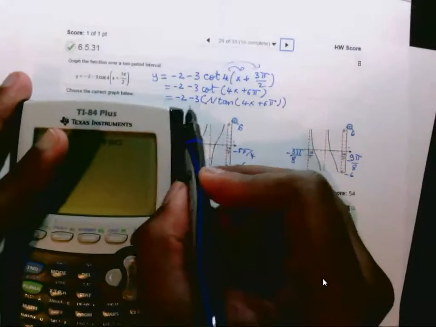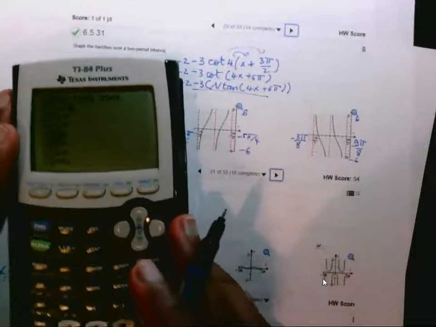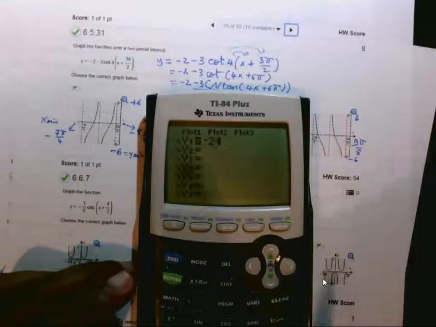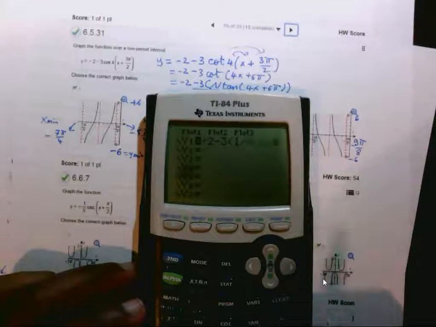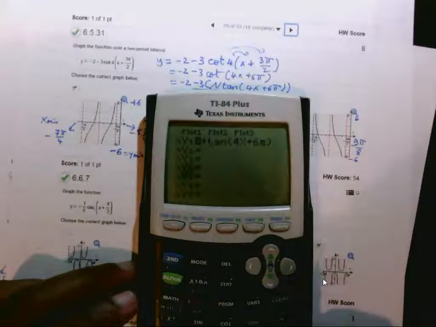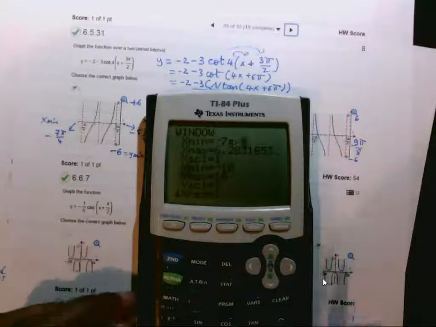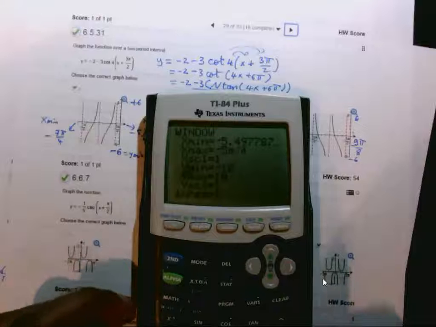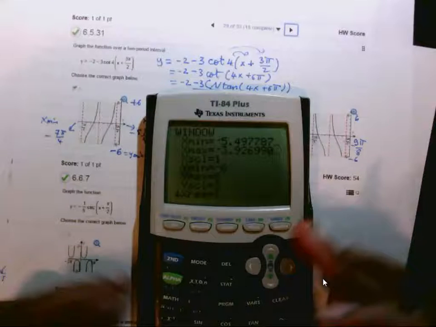So what I do, I have to write everything back in the calculator, just exactly as it's presented. So negative 2 minus 3, 1 divided by tangent, parentheses, 1 divided by tangent of 4x plus 6 pi, first parenthesis, second parenthesis. Now the window, my x minimum is negative 7 pi divided by 4, enter, and x max is negative 5 pi divided by 4, I enter. Y min is negative 6, y max is 6, and then all I have to do is press graph, and that's it.